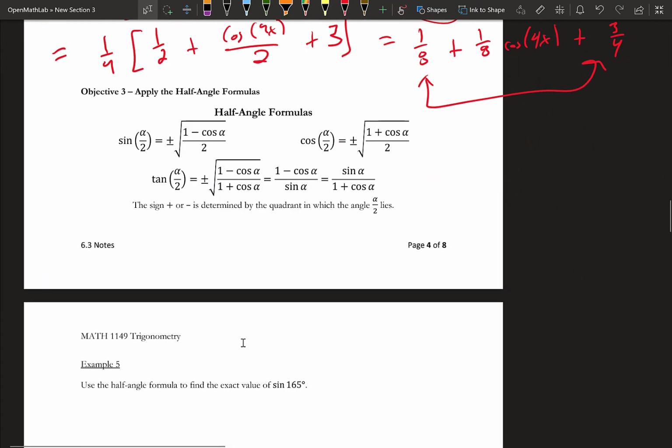Okay, so now we're looking at objective 3, which is applying the half angle formulas. We have the half angle formulas determined, and the important thing to note here is that the sign, positive or negative, is determined by the quadrant in which the angle theta divided by 2 lies. So we have to pay attention to that. Notice out in front, there's this plus or minus sign, so we have to pay attention to this statement to determine if it's positive or negative. Let's practice with this.